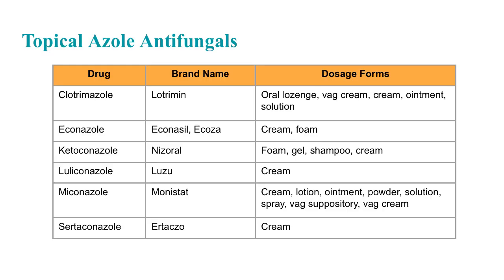Here's a summary of the topical azole antifungals. They include things that may be familiar to you like clotrimazole and miconazole, as well as some prescription products: econazole, ketoconazole, luliconazole, and sertaconazole. I've listed the dosage forms that are available in these various drugs. Based on the location, the extent, and patient preference, you may choose one dosage form over the other.